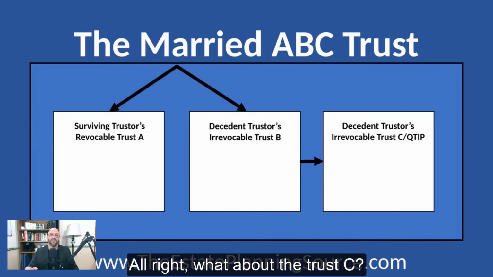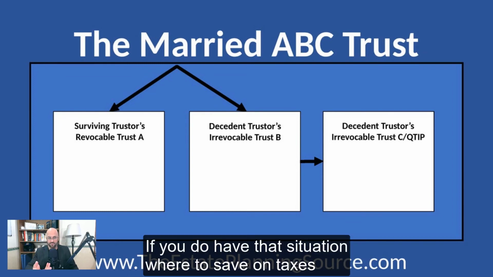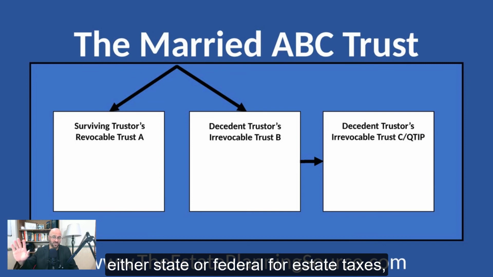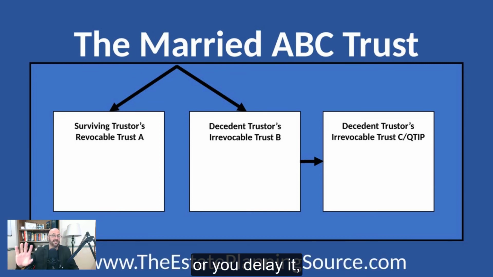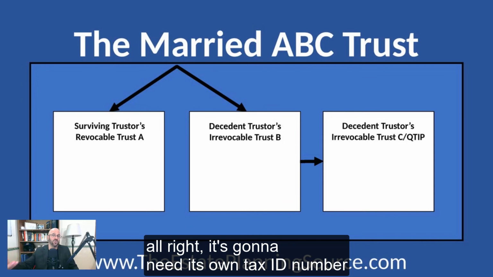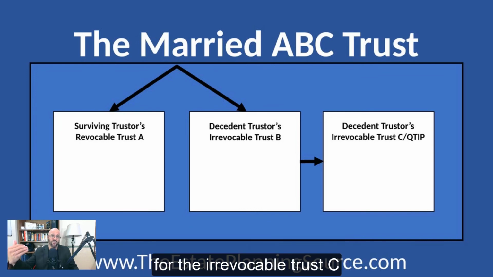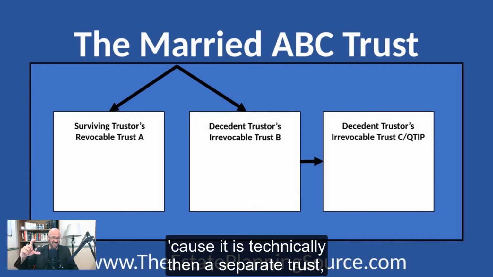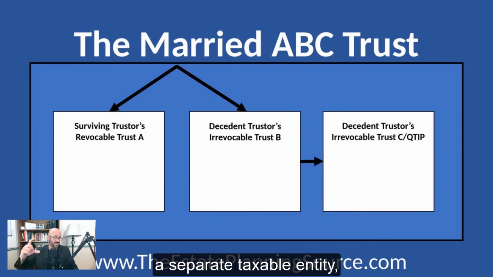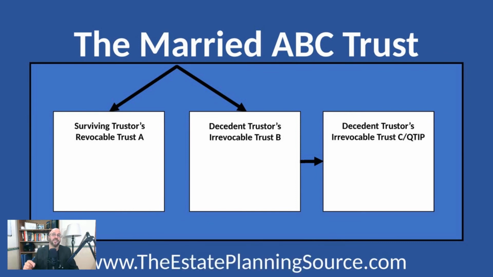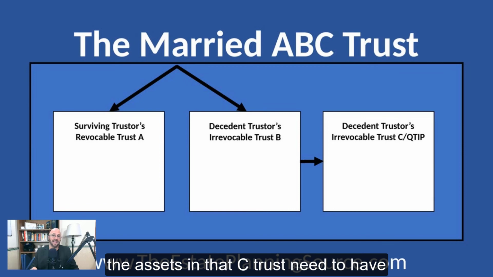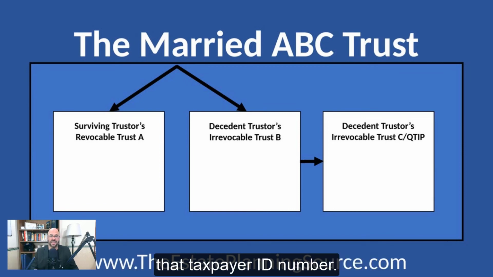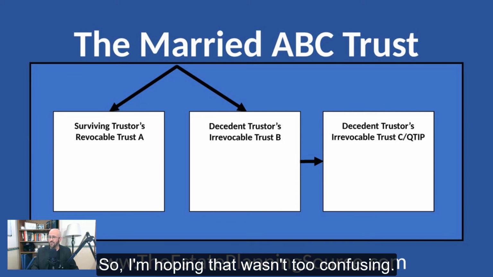All right, what about the trust C? All right, if you do have that situation where to save on taxes, either state or federal for estate taxes, or you delay it, it's going to need its own tax ID number for the irrevocable trust C, because it is technically then a separate trust, a separate taxable entity. The assets in that C trust need to have that taxpayer ID number. So I'm hoping that wasn't too confusing.